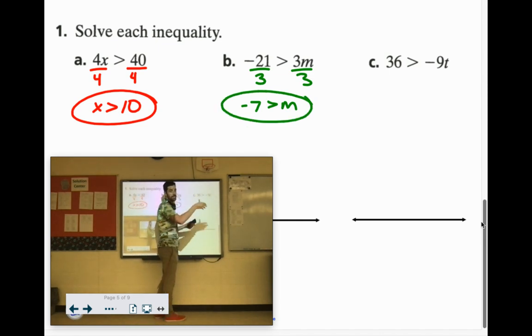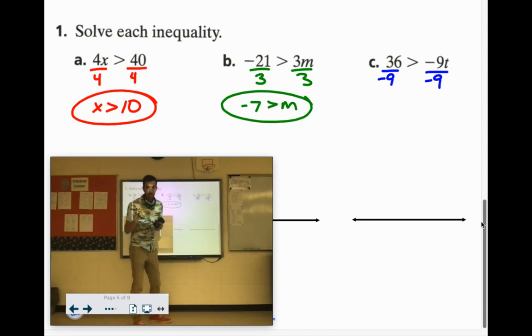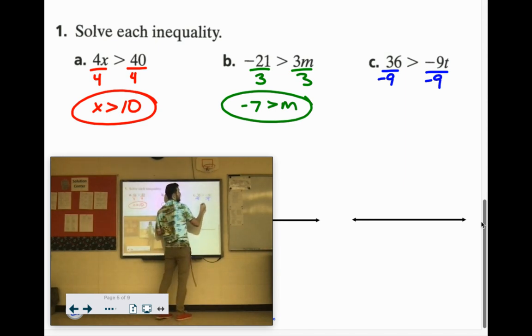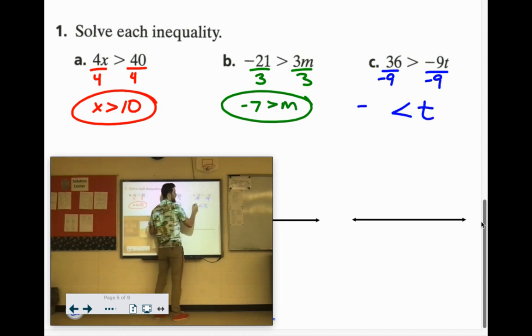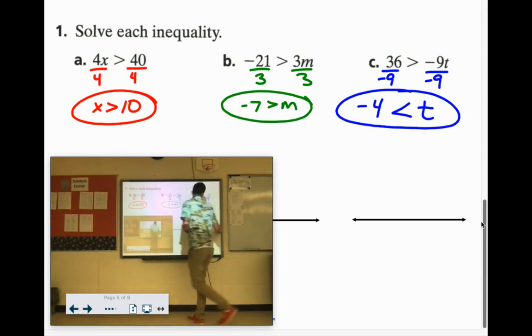36 is greater than negative 9t. We have to divide by negative 9. We divided both sides by a negative. Here's where we flip. So now it's going to be going this direction. 36 divided by negative 9 is negative 4. Now we can graph these answers.